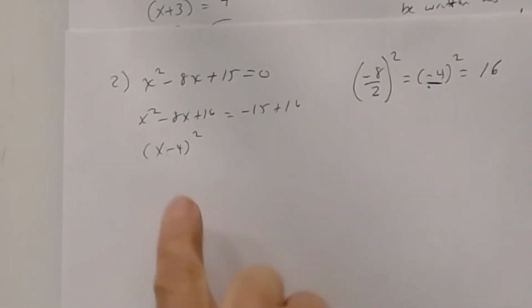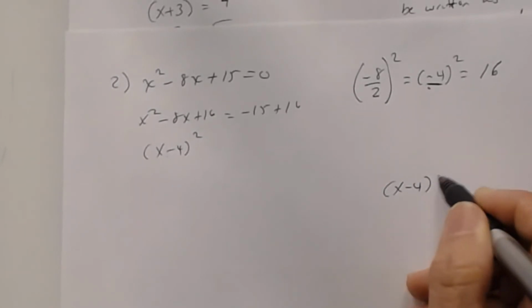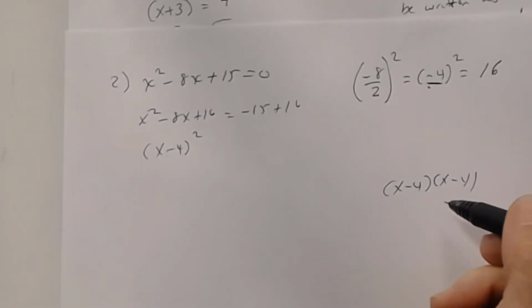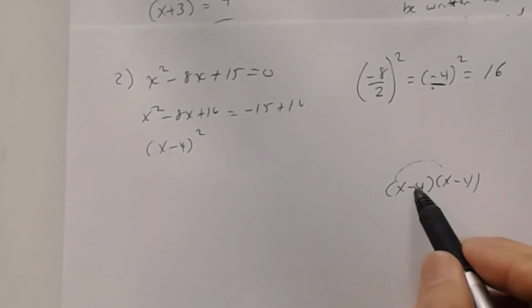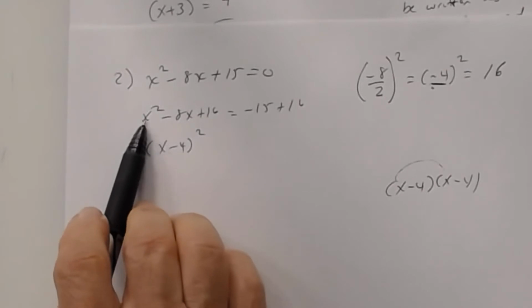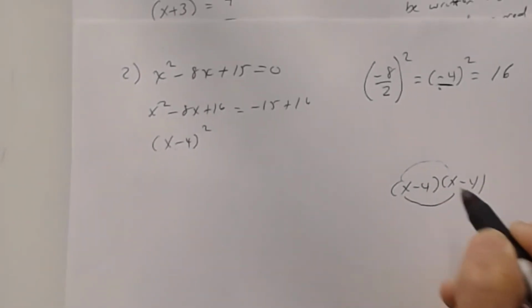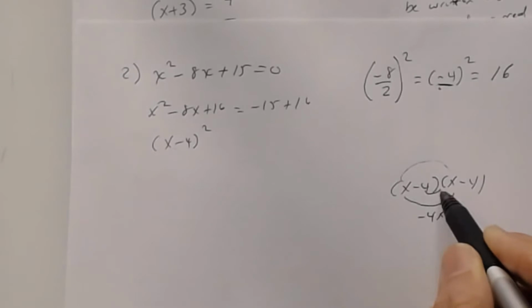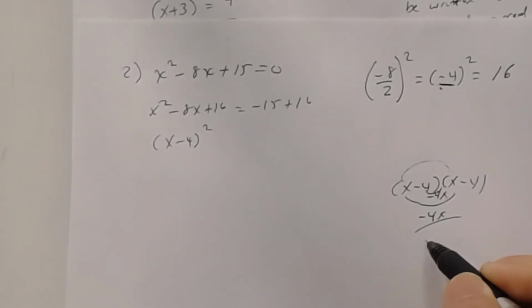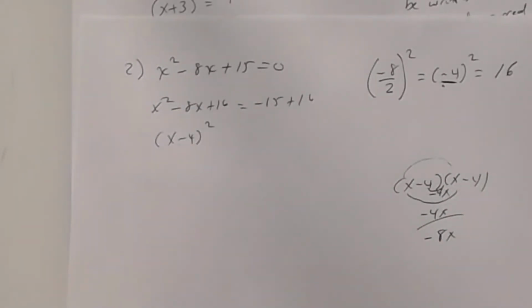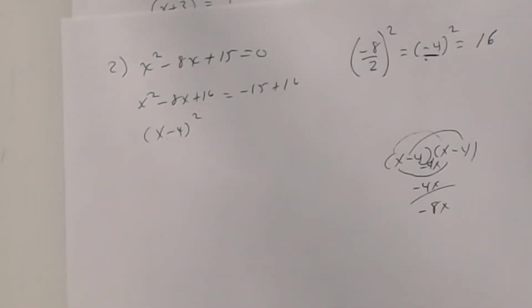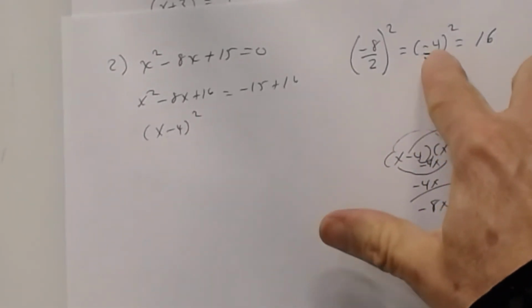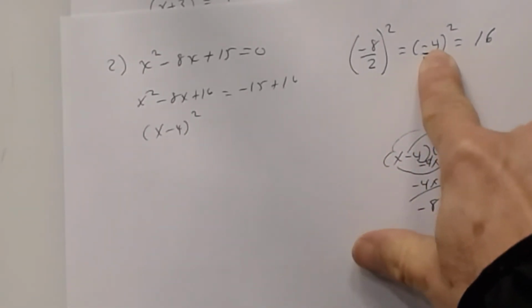And make sure you check. X minus 4 times x minus 4. Make sure you understand that that is correct. Because when I follow this, what's x times x? X squared. So that's just right here. What's the outer? What's the inner? When I add them up, what do I get? And that's what I wanted. And then what's the negative 4 times the negative 4? Positive 16.